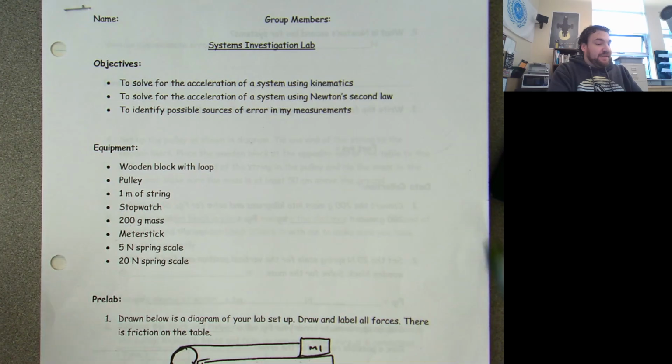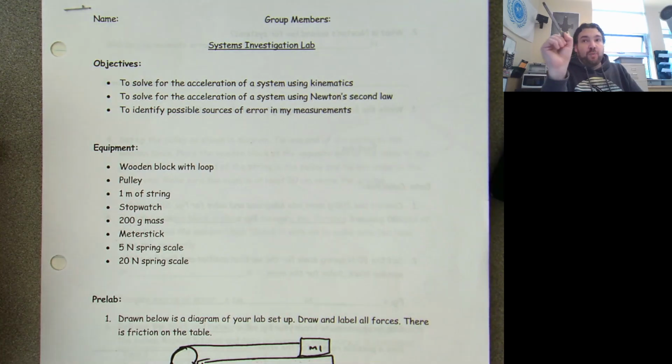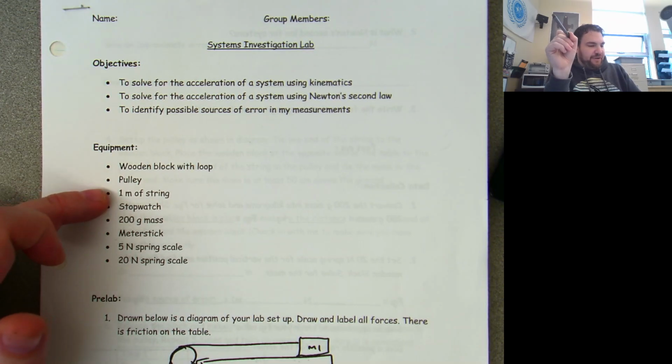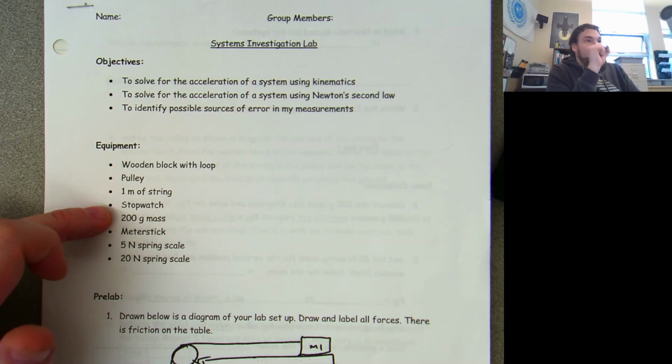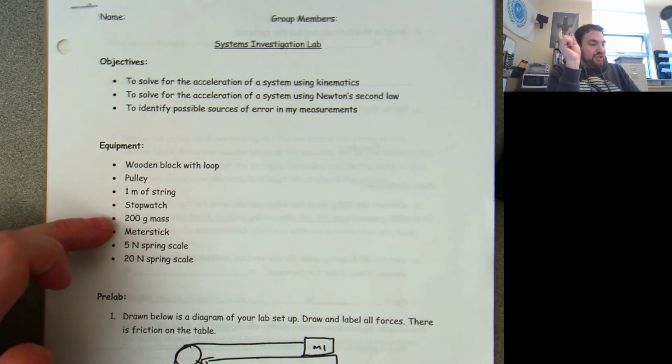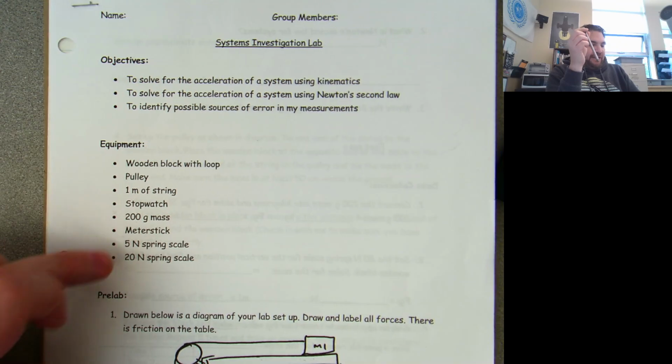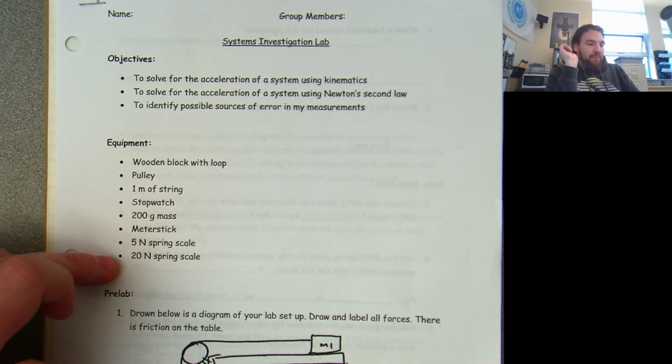You guys are going to need the following things. You're going to need a wooden block with a loop, the ones that are on the ground, like the big ones on the ground. You're going to need a tabletop pulley, which are on the front desk. You're going to need a meter of string, which I'll cut for you. A stopwatch, which you should all have on your smart devices. A 200-gram mass. Do not grab a 5. Make sure you have a 2. A meter stick, which I've got behind me over here. A 5 newton spring scale and a 20 newton spring scale. You'll need both.